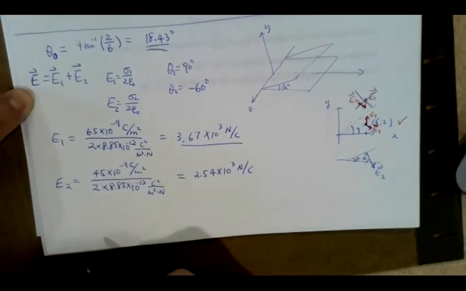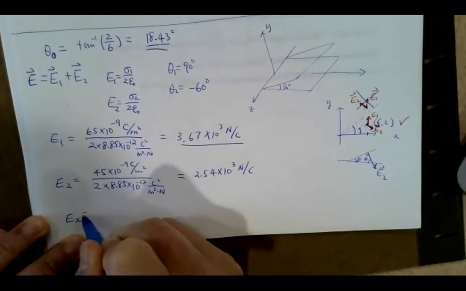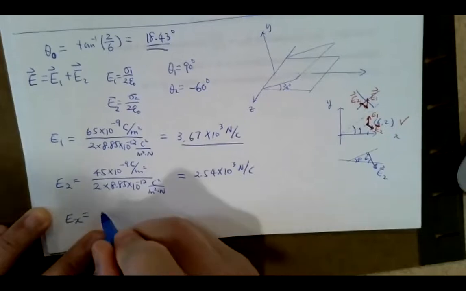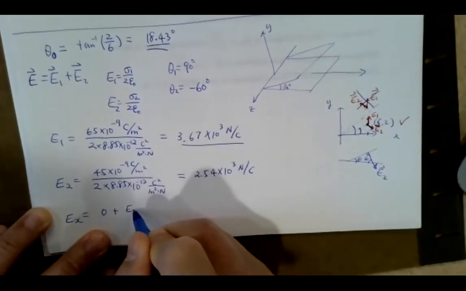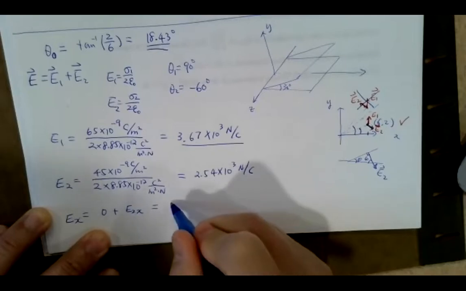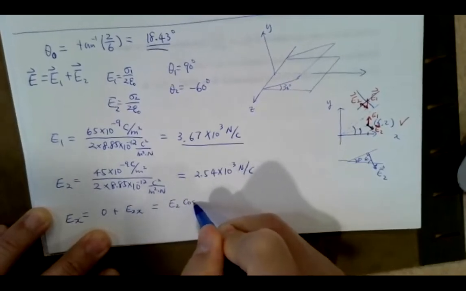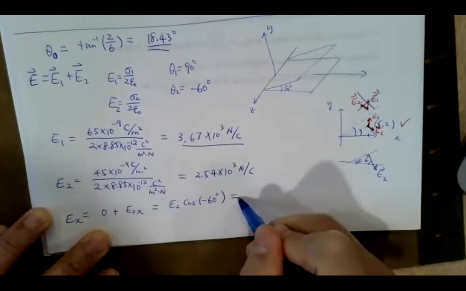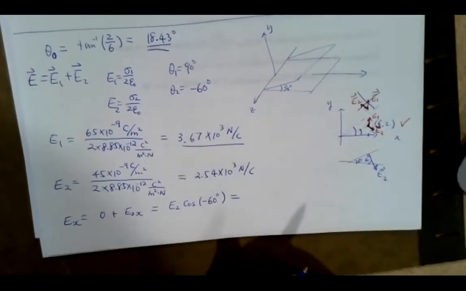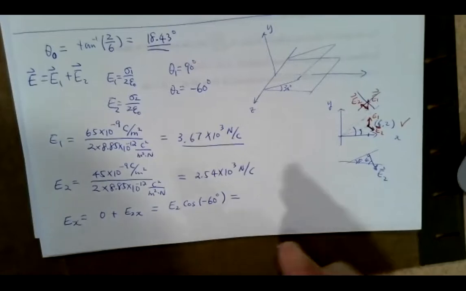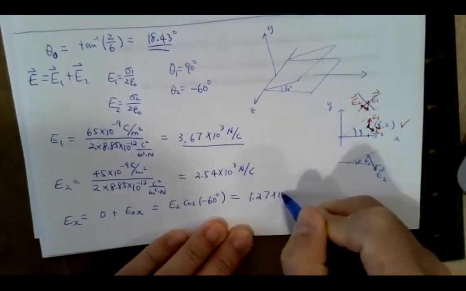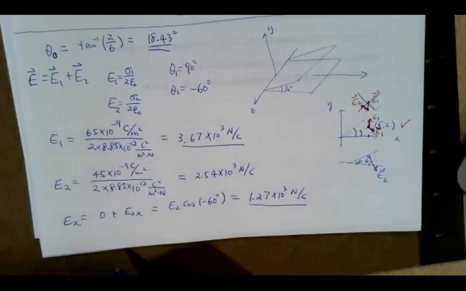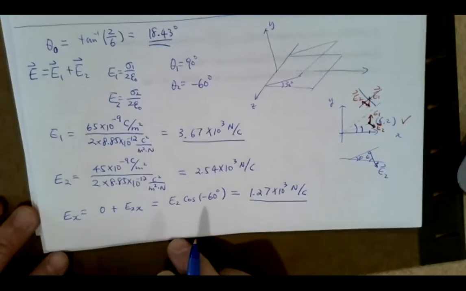So then total E, the X component, will be just coming from E2, right? Because E1 is in Y direction. So it will be 0 from E1 plus E2X. E2X will be E2 cosine of theta 2. Theta 2 is minus 60. So this is 1.27 times 10 to the third. This is EX, X component of your total electric field.